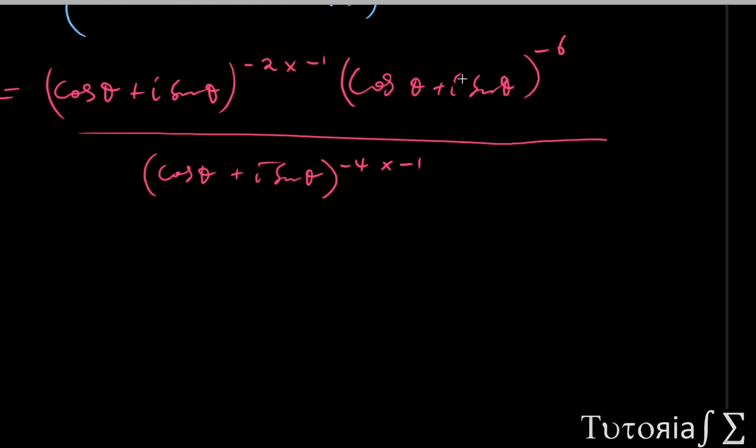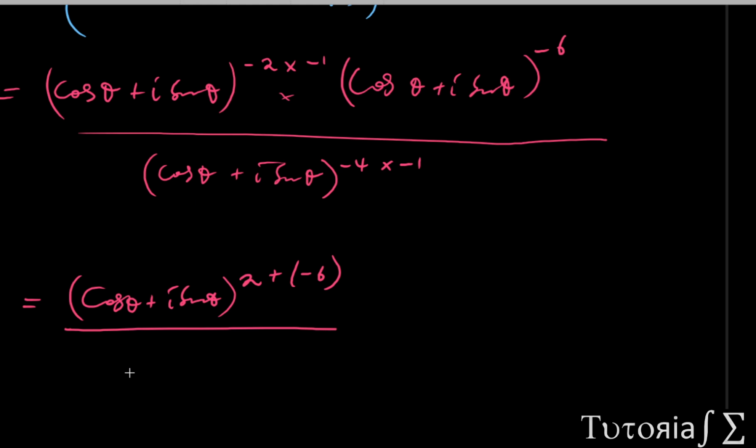So the bases are the same, so that was our goal. We get the bases to be the same. Now if the bases are the same and we are multiplying, the powers will add. So basically what we're going to have is cos theta plus I sine theta raised to the power 2 times negative 1, that will be negative 2. Then since the bases here are multiplying, the powers will add, so that will be plus negative 6. Then divide by cos theta plus I sine theta raised to the positive 4.